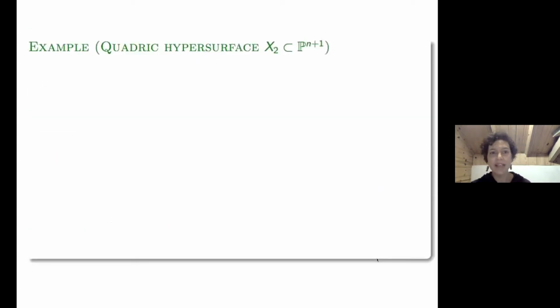The easiest example is the quadric hypersurface. A quadric hypersurface, as I said, is a hypersurface in projective space that is defined by a unique equation of degree 2. Notice that because it is defined by an equation of degree 2, if you have any line in the projective space, it will intersect this quadric hypersurface in precisely 2 points, or maybe 1 point counted with multiplicity 2. Except of course if it lies inside our variety.